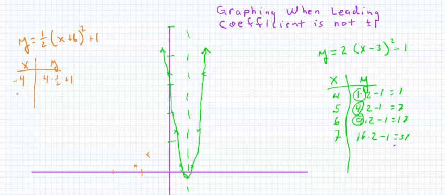Negative 3 gives me 3, squared is 9. I'm going to get a fraction. So I'm going to go to negative 2. Negative 2 plus 6 is 4. Squared is 16. Times 1/2 is 8, plus 1 puts me at 9. So at negative 2, I'm at 9.